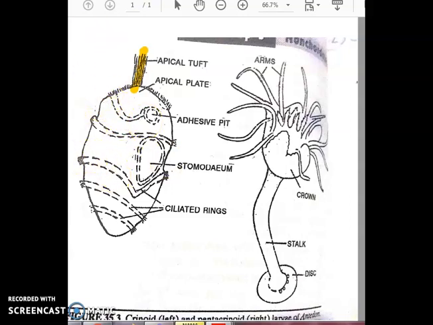So after a short free swimming life, this Doliolaria larva, found in the life history of Crinoidea class members, settles down to the bottom and attaches itself to some substrate. Then it undergoes metamorphosis, and when it gets fixed to the substratum, it appears like this.